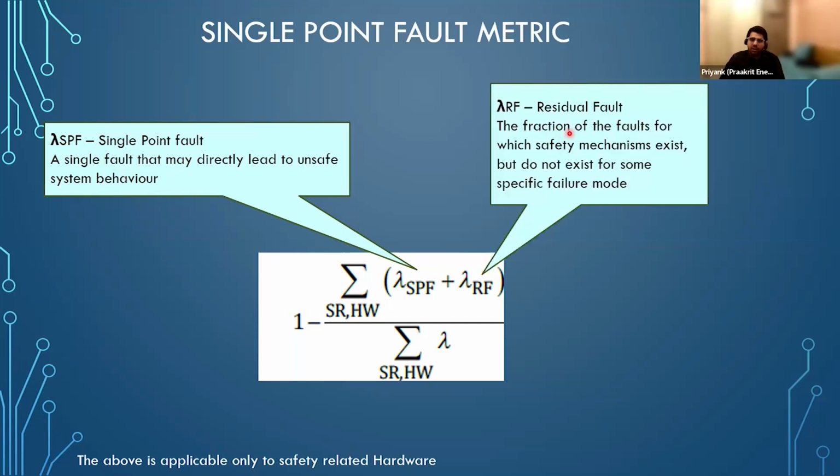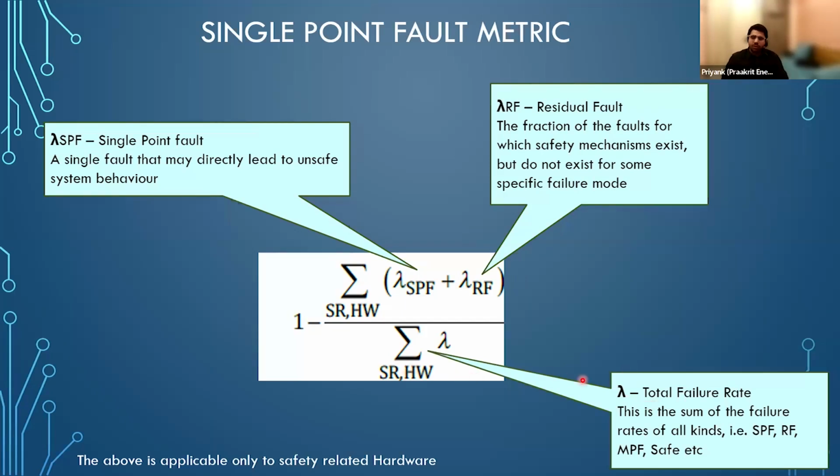On the other hand, residual faults are those faults which are single point faults, and for which you implemented a safety mechanism to mitigate against those faults, but nothing is perfect, and nor are the safety mechanisms. There's always going to be a very, very small proportion of faults that will leak through, and that leakage is essentially called residual faults. And that's the definition of lambda SPF and lambda RF.